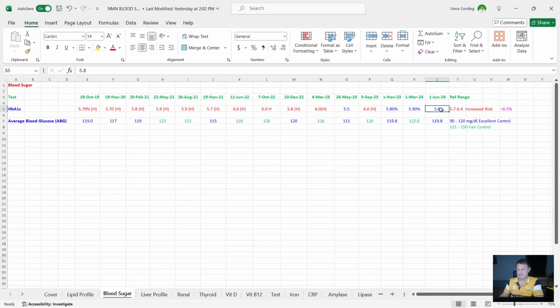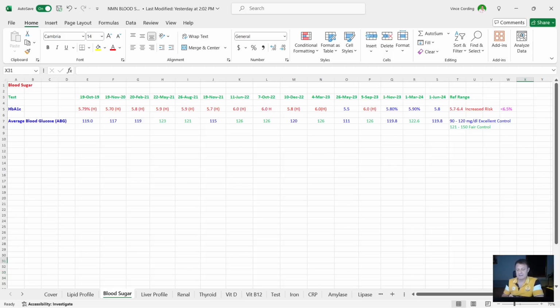So 5.8 is only just in the increased risk range, which is where I've been most of the time. I've been doing this since October 2019. It dropped down to 5.5 there in May of 2023, which I'd like to see again. I'm happy with 5.8. My average blood glucose is 119.8, so that's back down now in the excellent control group. That's it for blood sugar.